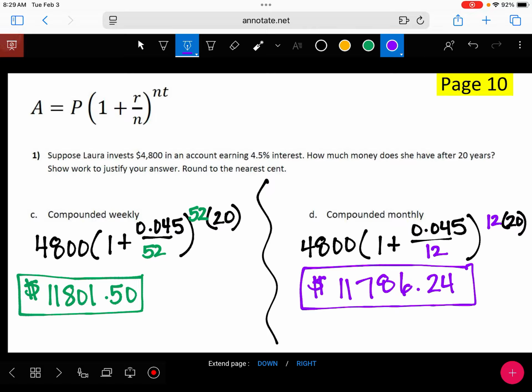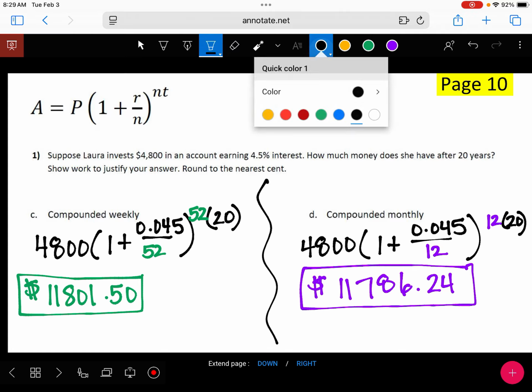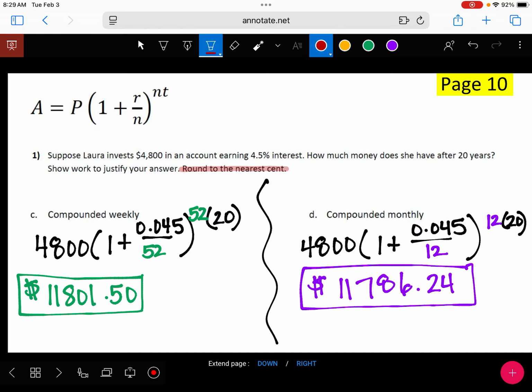Amazing. All right, this is what I got. So again, I want to see the cents. Don't round it to a whole number when we're talking about money. Also, you want to make sure you're reading the directions. It says round to the nearest cent. So you will lose half a point if you don't do that. All right, now let's go to number 2.